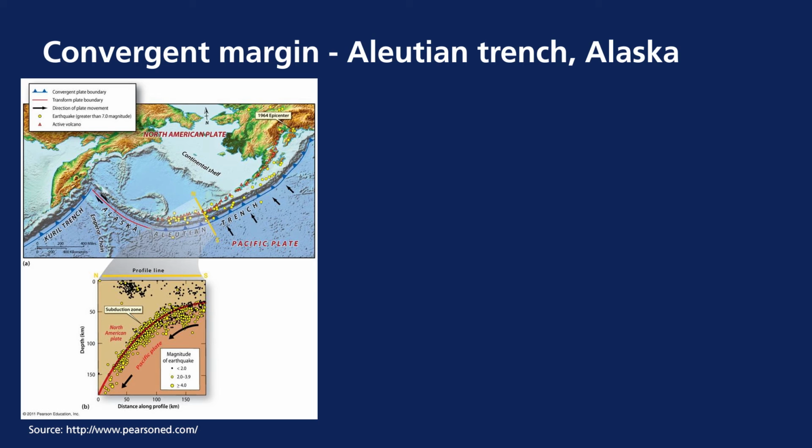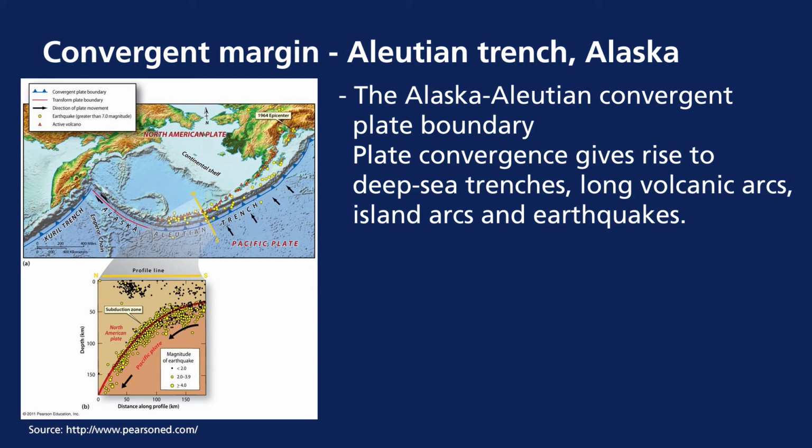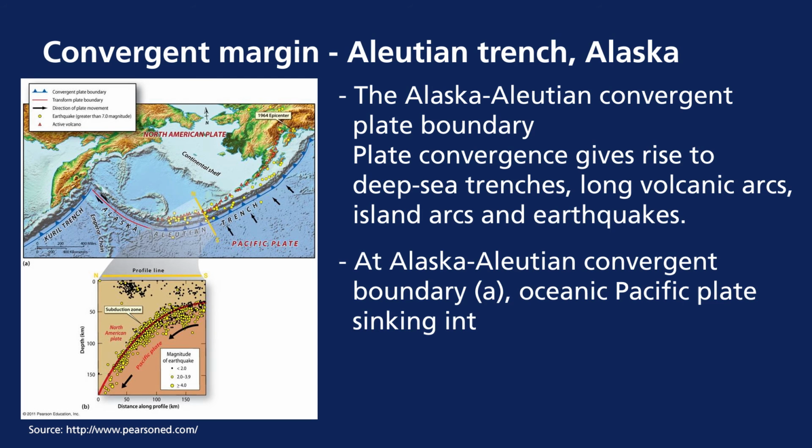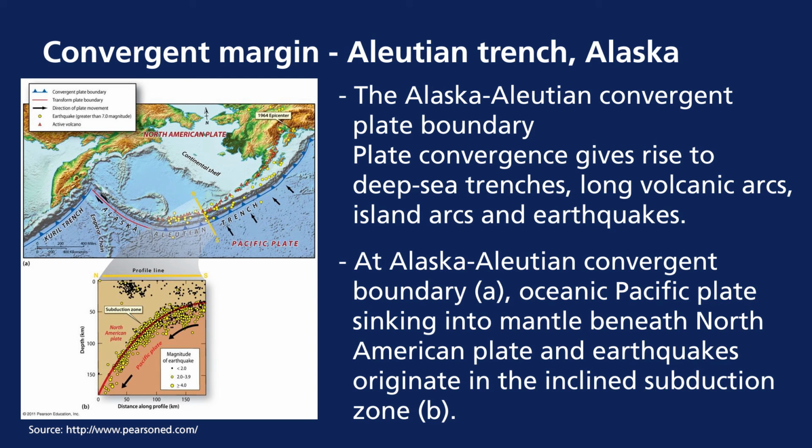Two oceanic plates can also meet and converge. An example of this is the Aleutian Trench in Alaska. As you see in figure A on the left, at the top, these two plates meet together, the one being the North American plate to the north and the Pacific plate to the south.